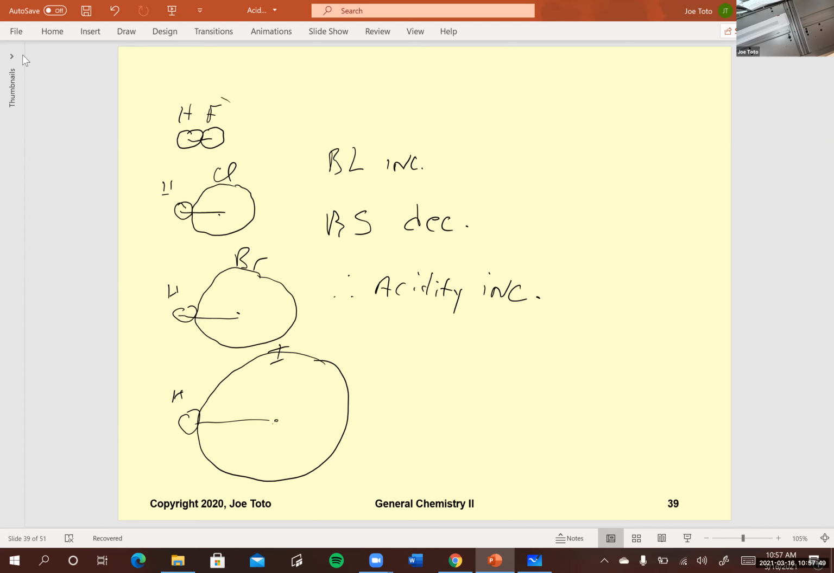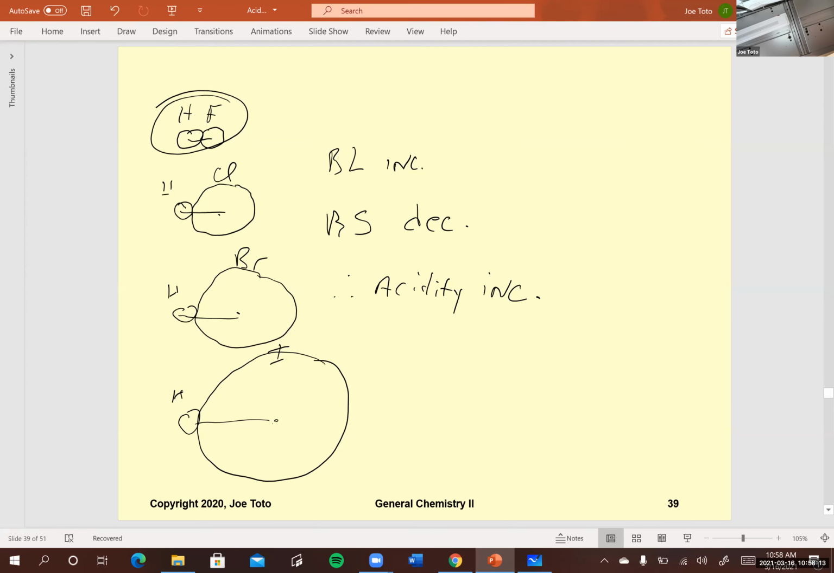This guy's so small and short that the bond is strong, and therefore HF is not a strong acid. The bond length is too short and it's too strong to get rid of that H plus easily. Whereas the other guys are bigger, bigger, and bigger.